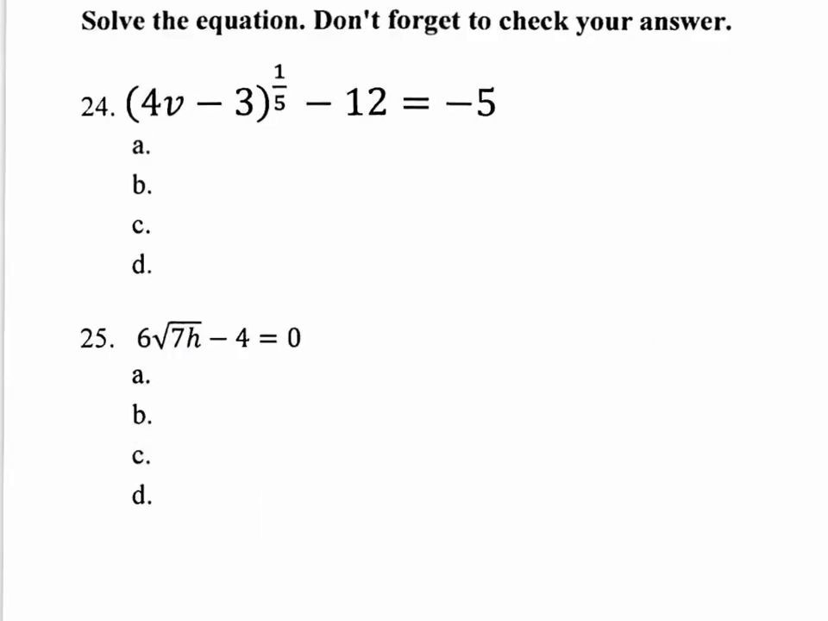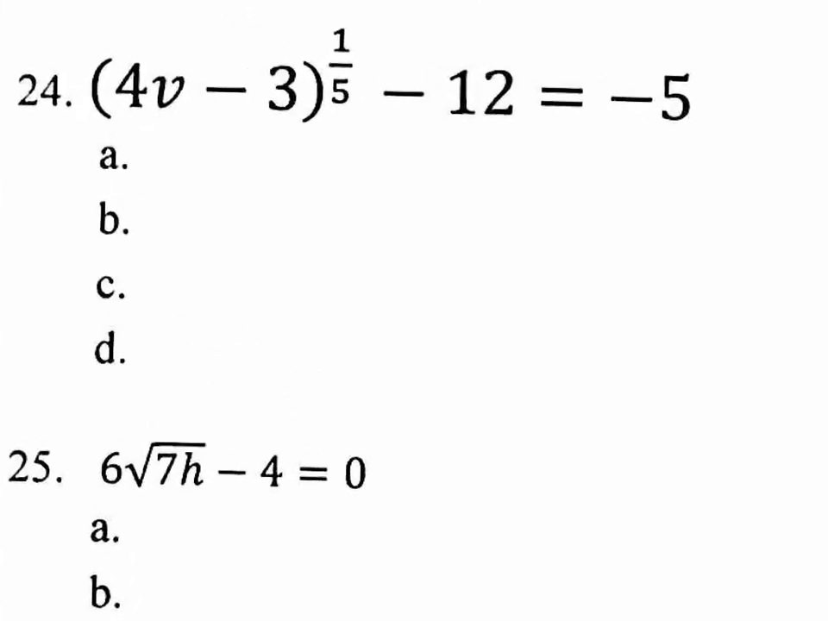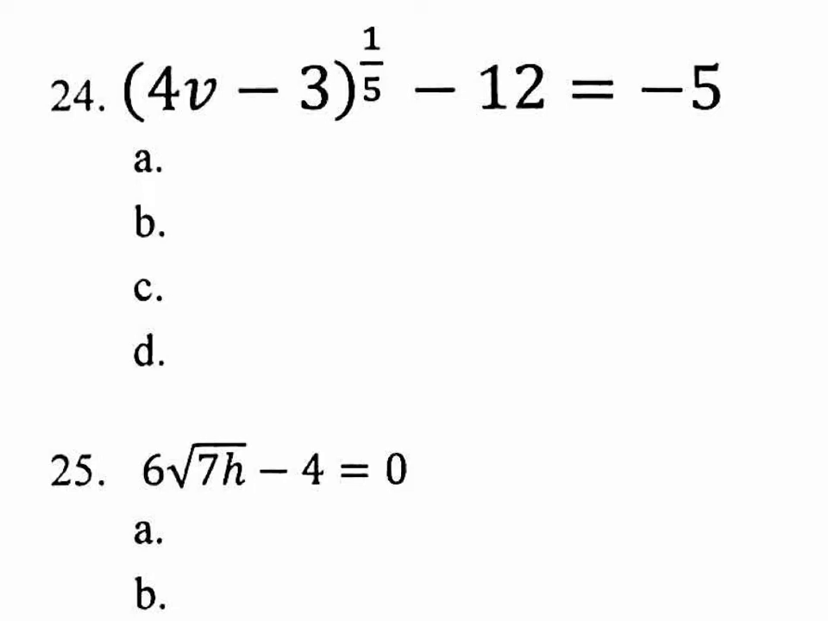Number 24, it says solve the equation. Don't forget to check your answer. So this is the 5th root of 4v minus 3, minus 12 equals -5. So let's first isolate the radical, or isolate the rational exponent. And we're going to do that by moving the -12 over, by eliminating it, plus 12, plus 12.